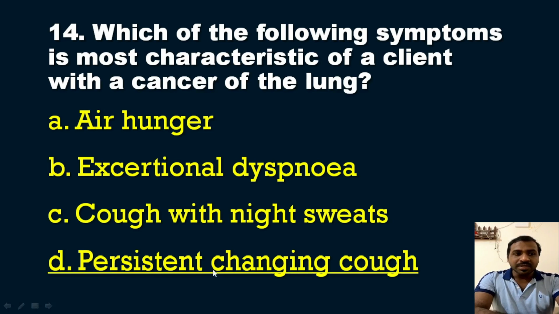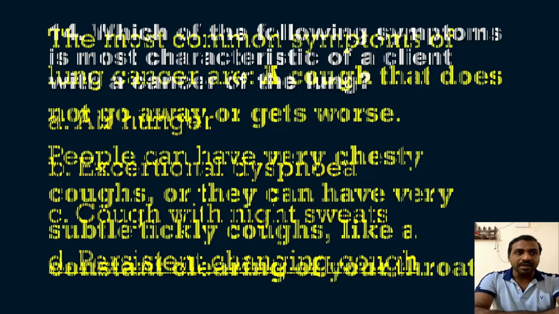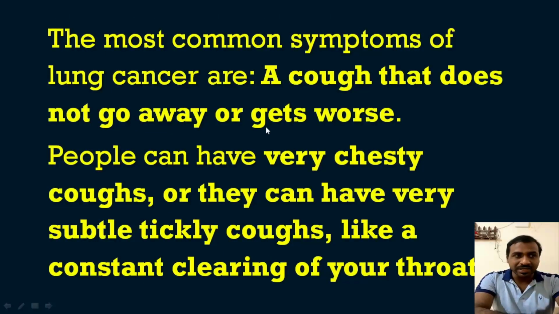The answer is persistent changing cough. Persistent changing cough is the most characteristic of a patient with CA lung. We will see that in detail. The most common symptom of lung cancer is a cough that does not go away or gets worse. Definitely a CA lung patient will have some type of cough. Sometimes it will be a nagging cough, sometimes a tickle in the throat, sometimes very mild, sometimes very severe.